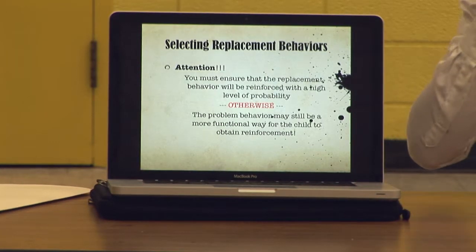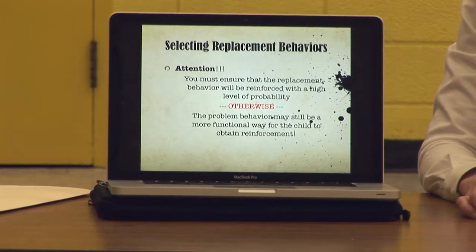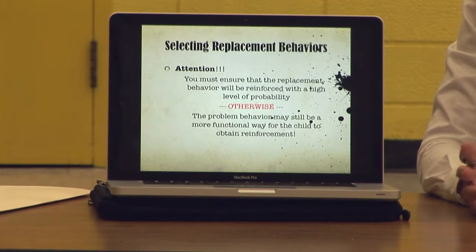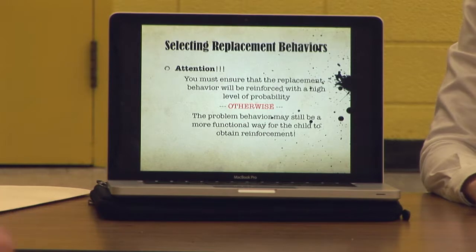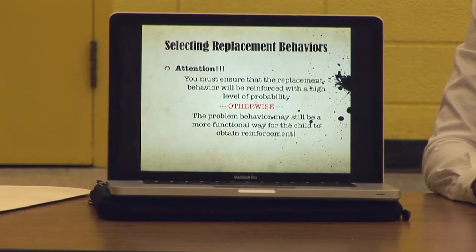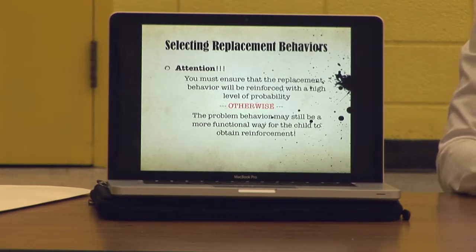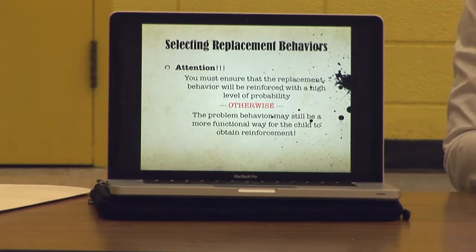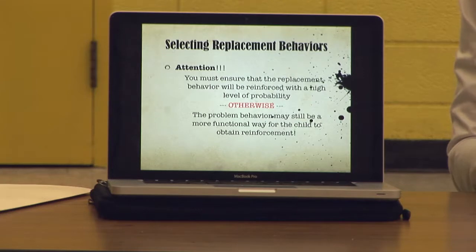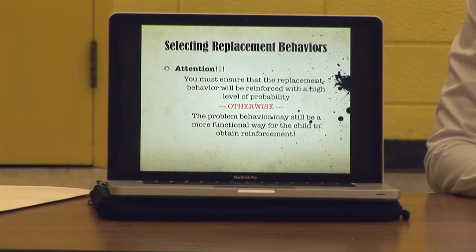Okay, so now the hard part becomes reinforcing that replacement behavior. You have to make sure that you are there and ready with your reinforcement so that the child really learns that it's worth my while to engage in this new behavior instead of the older problem behavior. So if you're diligently reinforcing something and the grandparents aren't, or the spouse isn't, or the babysitter isn't, we're not going to see change in behavior.